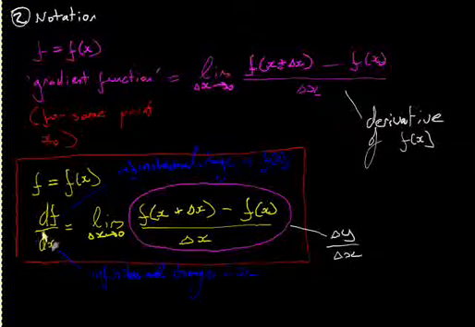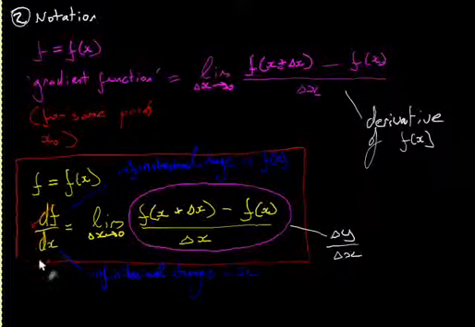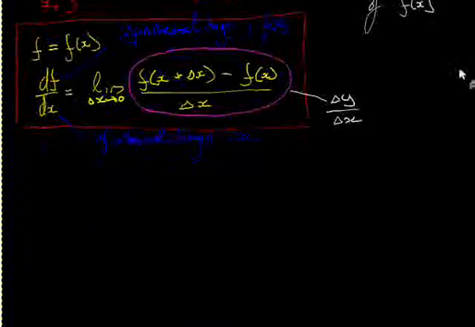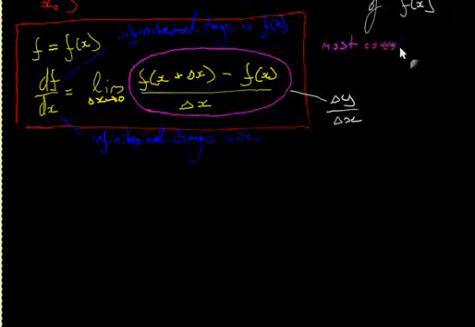Now this is just a notation, so we're not actually saying some quantity df divided by dx. So please don't ever try to do this. Don't try to cancel the d's, because that doesn't actually mean anything. That's very, very, very wrong. And I'll show you why in a minute.